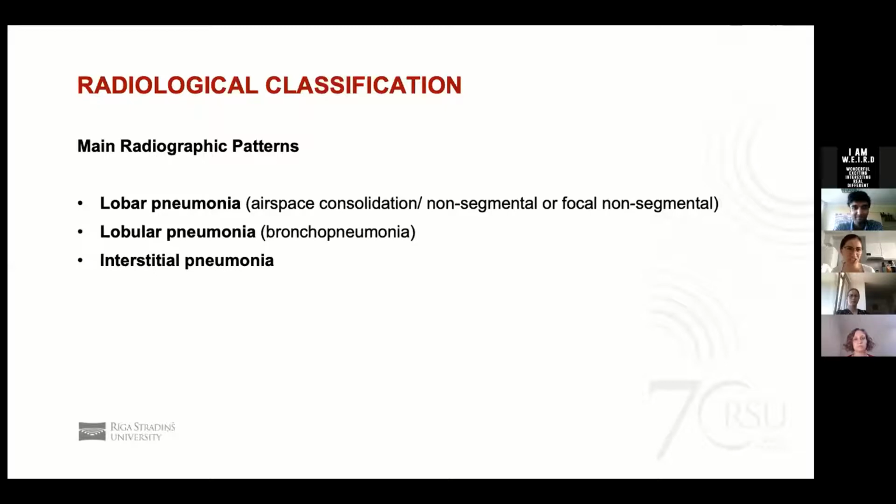The radiological classification can be different, but I chose the simplified version, where I will focus on the main types of patterns, which are lobar pneumonia, which can also be called airspace consolidation, non-segmental or focal non-segmental, but let's just call it lobar pneumonia. Then we have lobular pneumonia, which could also be named bronchopneumonia. And the last one is interstitial pneumonia. And these are the main ones.